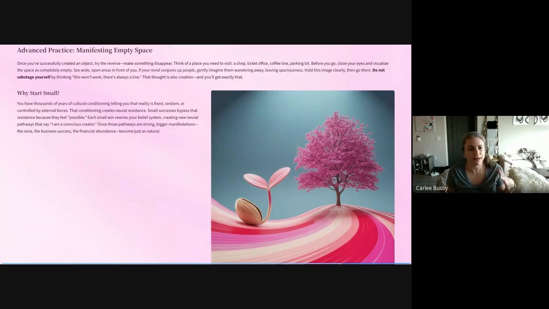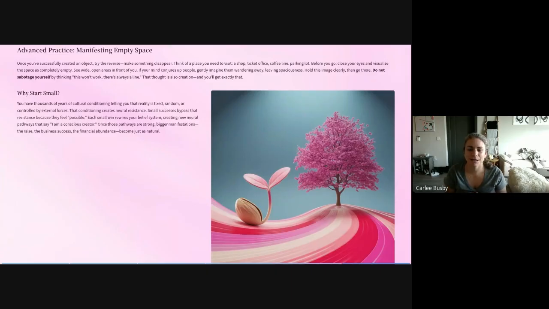We could just settle it there, but if you wanted to take it a step further and experiment with this on your own, maybe you manifest your object tomorrow and you've got a whole week and you want to take this another step. So you could try the reverse. You could try to make something disappear, which is a kind of a cool idea.